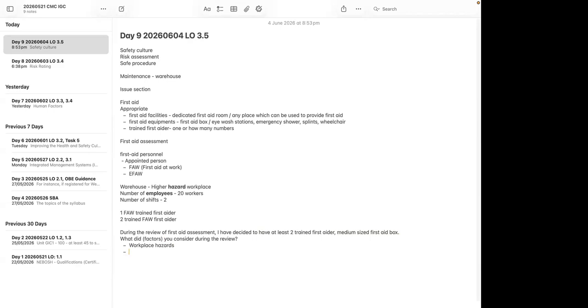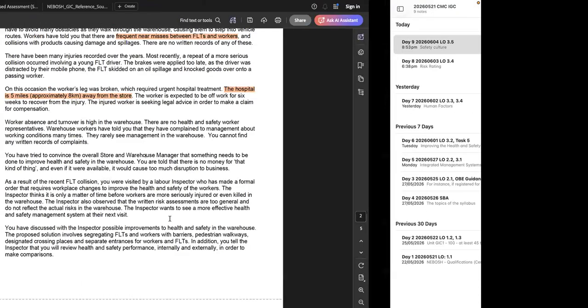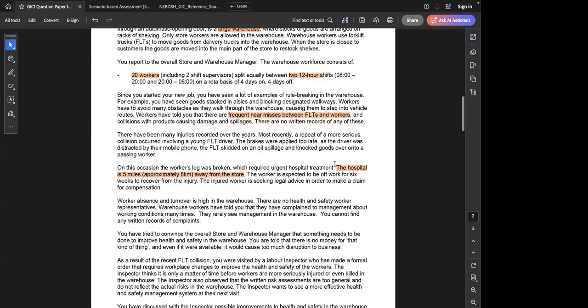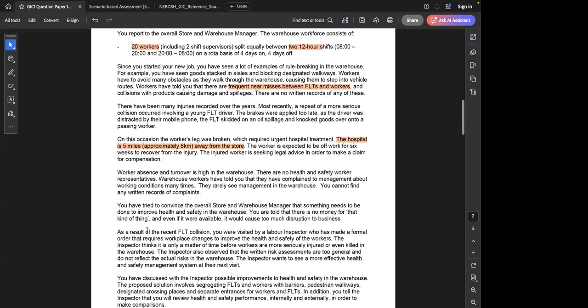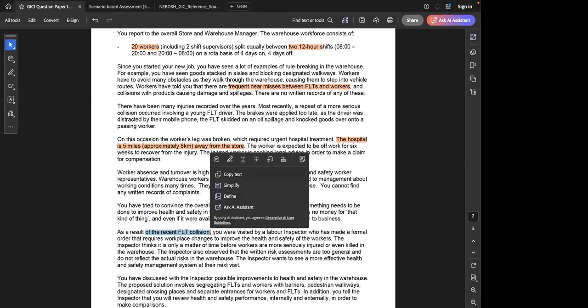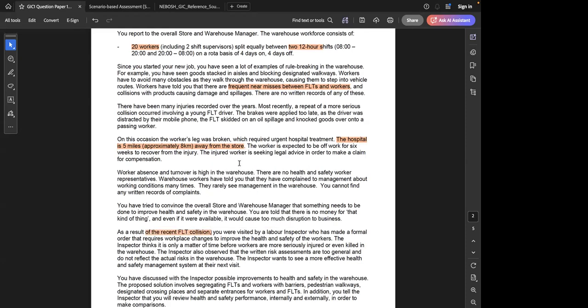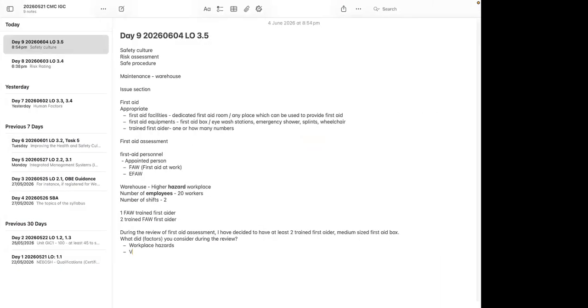Now, other than that, from the scenario, what we read is there is a collision here, a recent FLT collision has happened. So it is also important that during your first aid review, you should have considered vehicle collision as a hazard, so specifically vehicle movement hazards. Workplace hazard is also a correct point, but to be very specific, we can also include vehicle movement hazards.